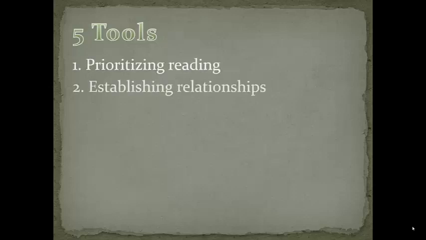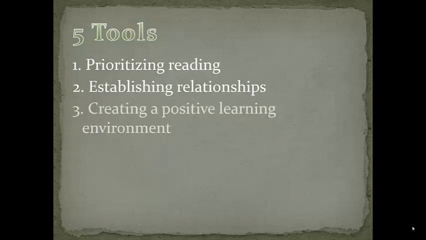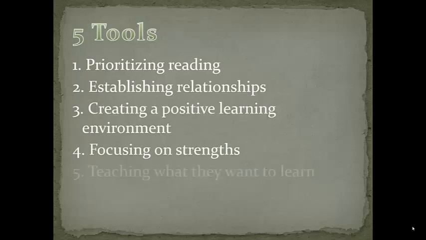This presentation is going to provide 5 tools on how to best meet the needs of urban learners. They include prioritizing reading, establishing relationships, creating a positive learning environment, focusing on strengths, and teaching what they want to learn. These 5 tools are key to producing an educated future. If these tools are implemented, urban students are more likely to grow up and not only be educated citizens, but also productive members of society.